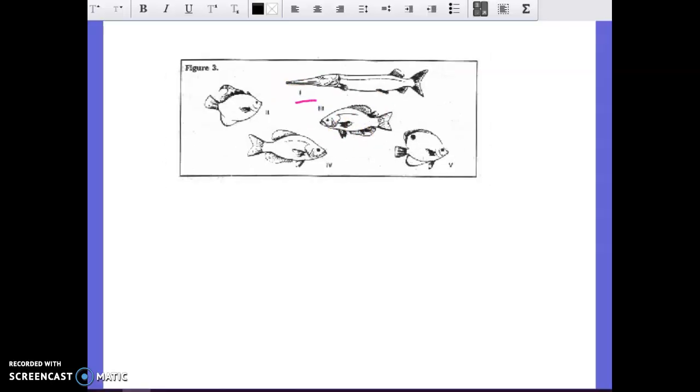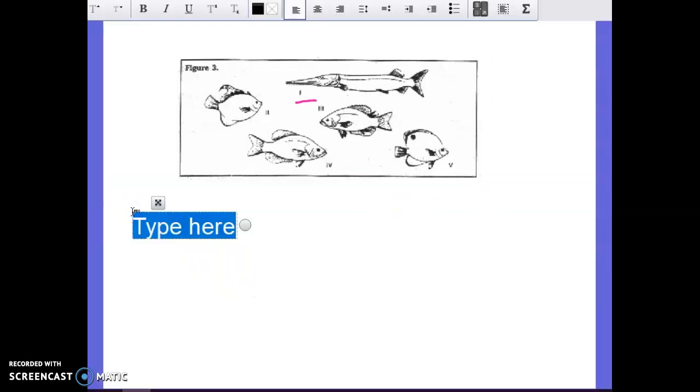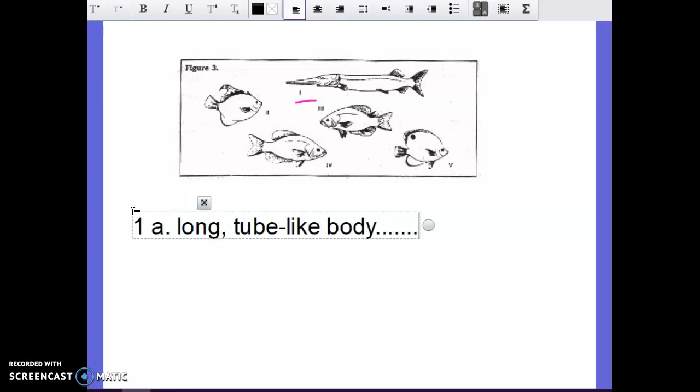So how I would start this is, I would be 1A, long tube-like body. Does that give you one particular fish? Yes, I'm going to put the Roman numeral 1. It's probably a gar or something like that, but that's not important.